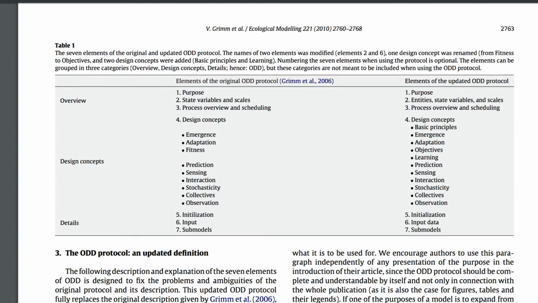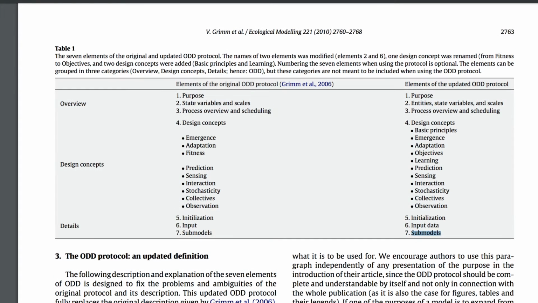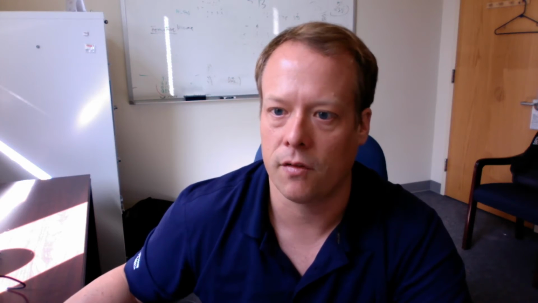And then finally, in the details, you need to discuss things like how did I initialize the model, what was the input data, and what, if any, submodels exist. And it's been very successful. In fact, there are definitely journals out there that are starting to consider using the ODD protocol as kind of a requirement, in some ways enforcing the use of the ODD protocol to document your model. I highly recommend it if you're submitting; it's a good way to do it.